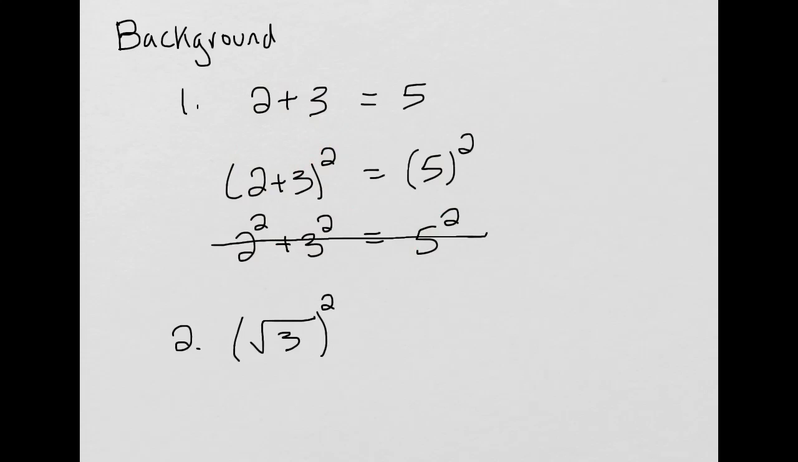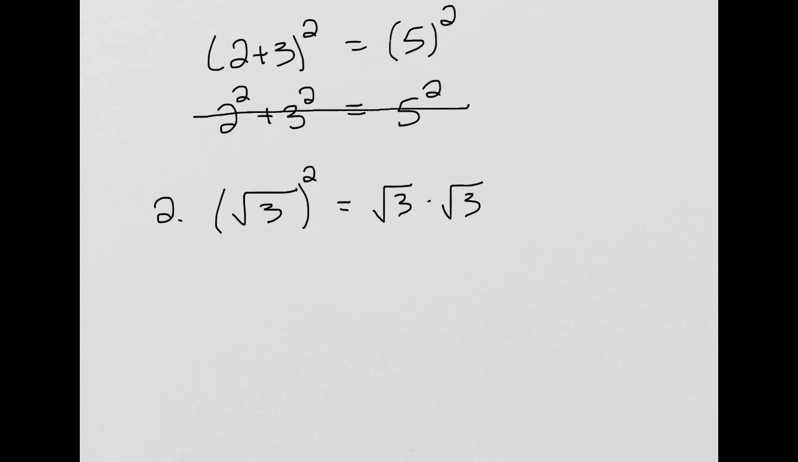Okay, let's take a look at number 2. Number 2, I've got the square root of 3 squared. So what does that equal to? Well, let's take a look at it. What does it mean to square something? That just means I'm multiplying something by itself. So in this case, I'm taking the square root of 3 times the square root of 3.